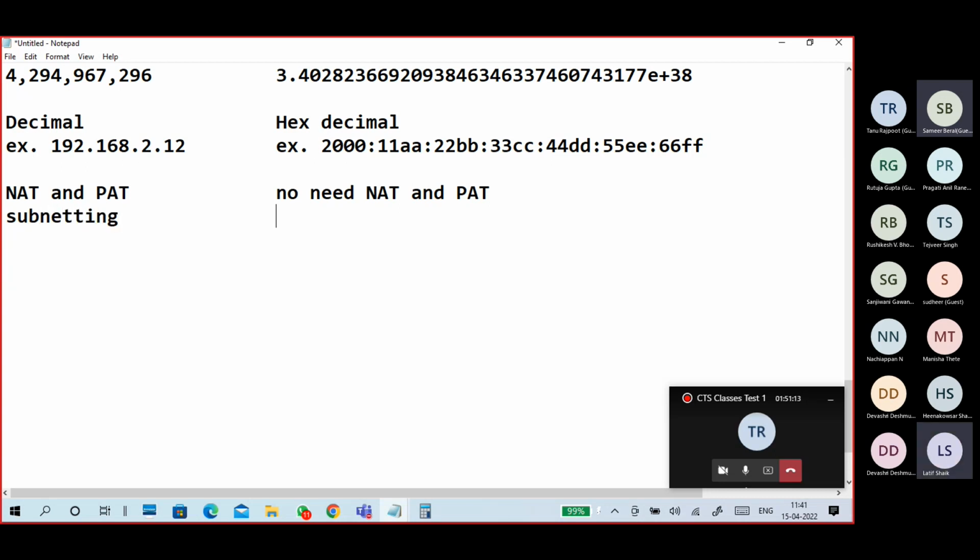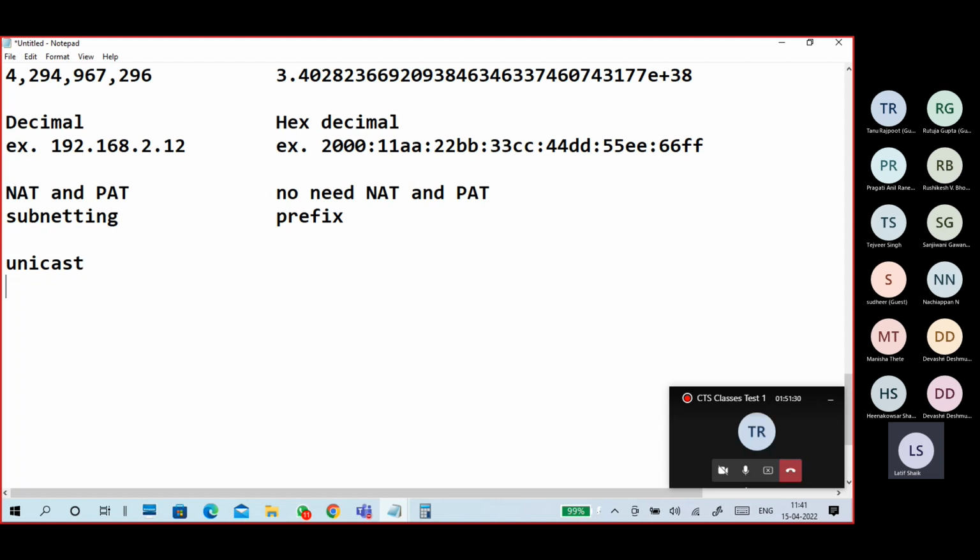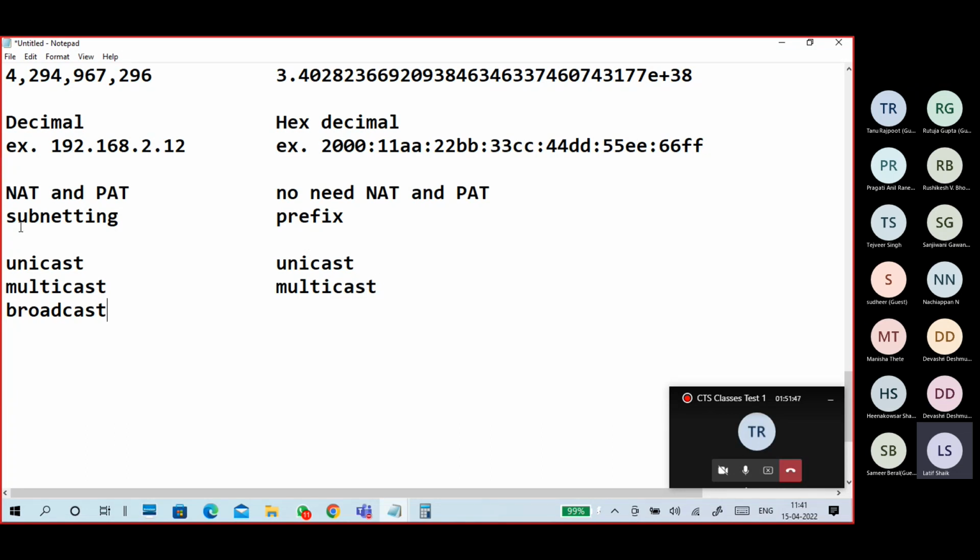Subnetting is a very important concept in IP addresses. Here subnetting is there, but we use prefix kind of stuff. Okay, so in IPv4 we have unicast, multicast, and broadcast IP addresses. In IPv6 also you have unicast, multicast, and anycast. We don't have broadcast here.